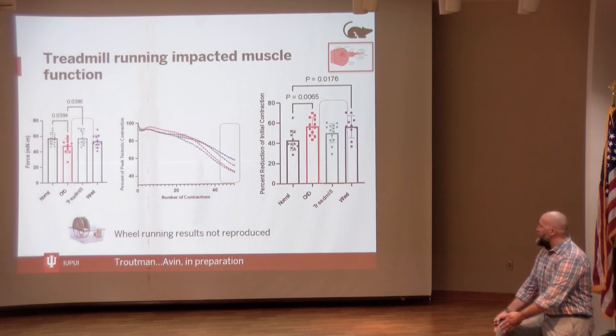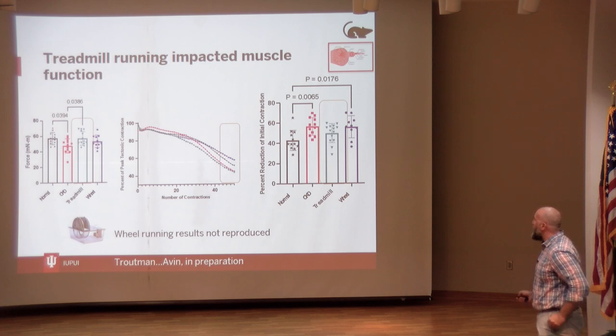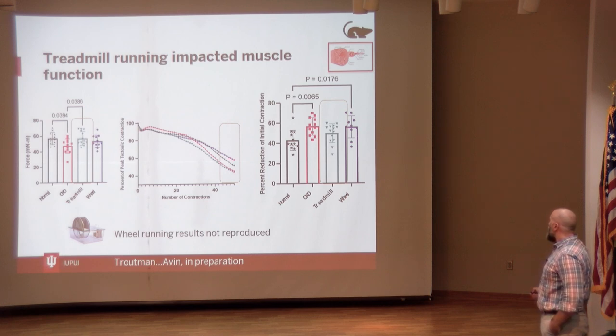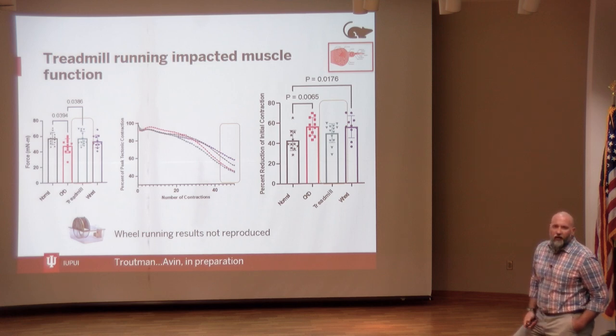So again, that's the same anterior compartment looking at dorsiflexion. When you look at fatigue, this is the normal, this is wheel running, CKD, and then CKD treadmill. For some reason this color got messed up here, because the treadmill and the wheel actually made an impact on muscle fatigue. So this color got changed. This should be the wheel running. Wheel running didn't impact muscle fatigue.